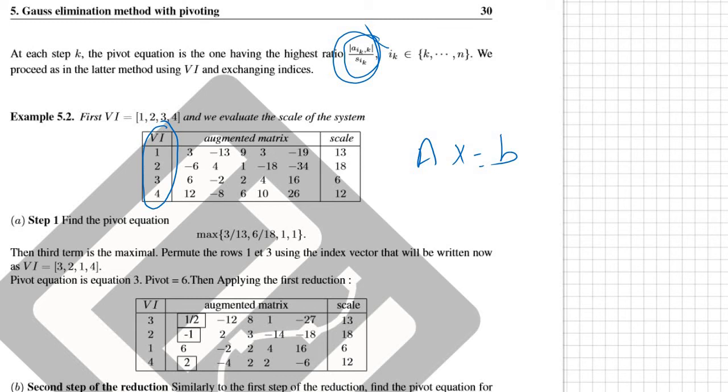So I will give an index to each row. This is row 1, this is row 2, this is row 3, this is row 4. And then I will put in here the scale, what I call the scale. What's the scale? It's the highest, the largest element in the matrix, okay?